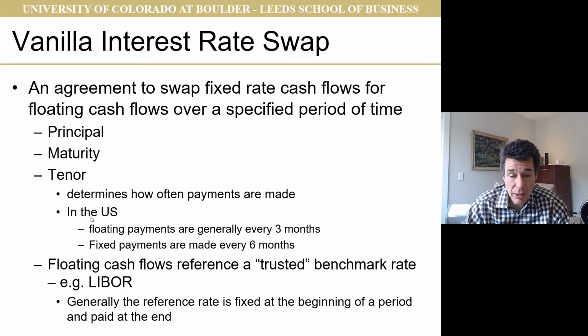Generally the reference rate, say LIBOR, is fixed at the beginning of a period and paid at the end. If we look at a screen and look up what 3-month LIBOR is, it is a rate that starts right now and goes for the next 3 months. And so the interest owed on 3-month LIBOR would be owed at the end. These swaps work roughly the same way.